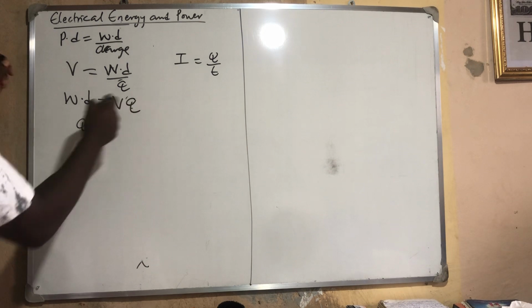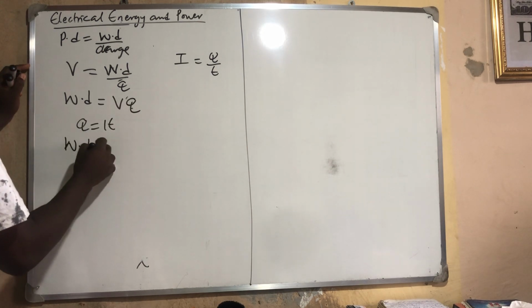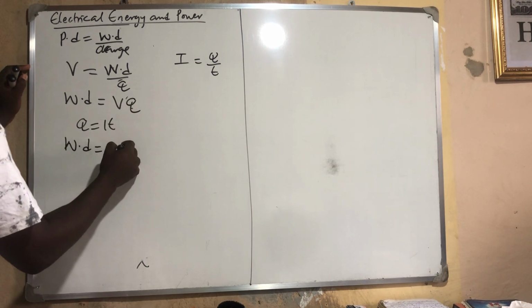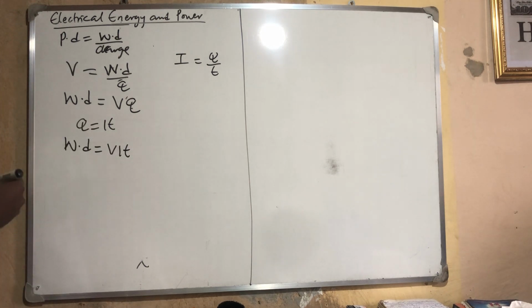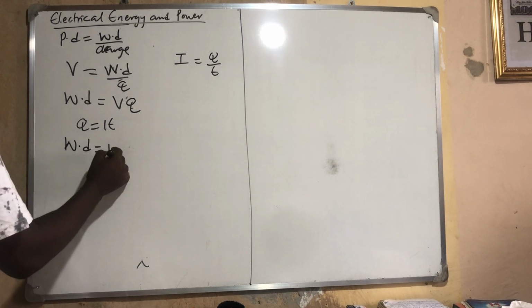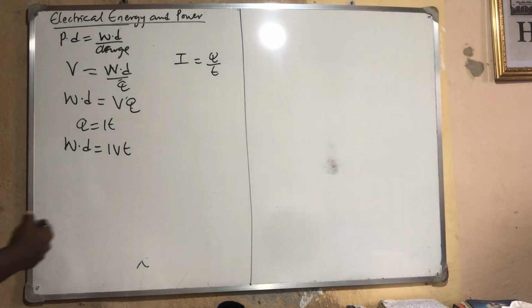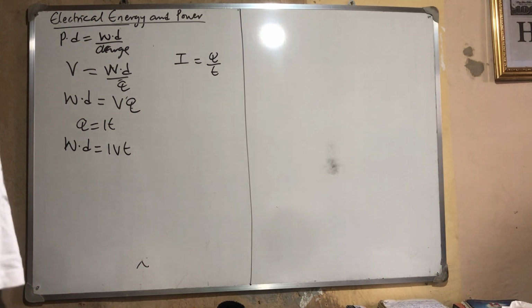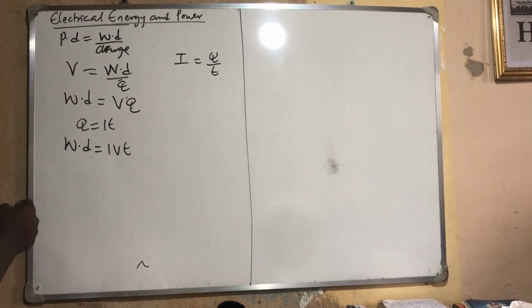So if you substitute this here, work done is equal to VIT. Some people call it IVT or VIT. Anyone you can remember is okay. So now the next thing you need to know is power.